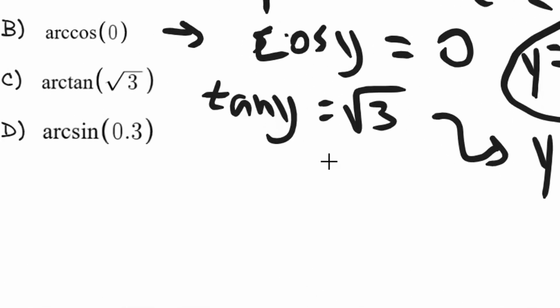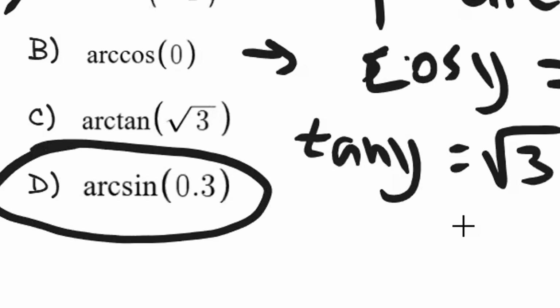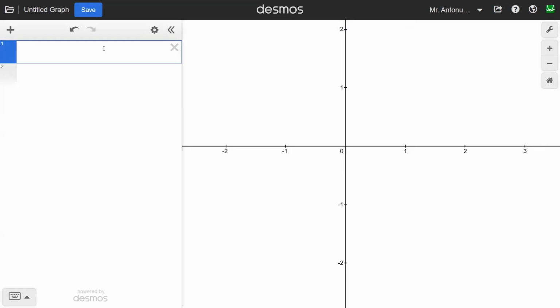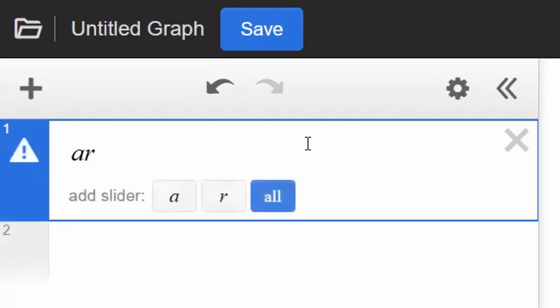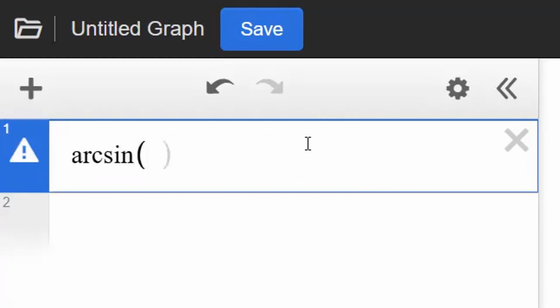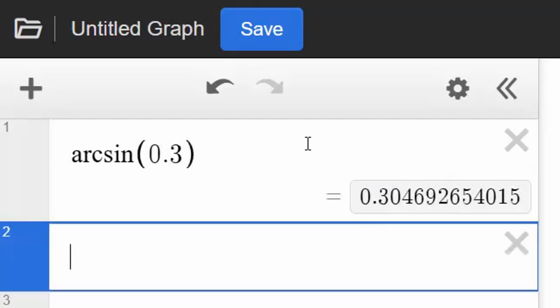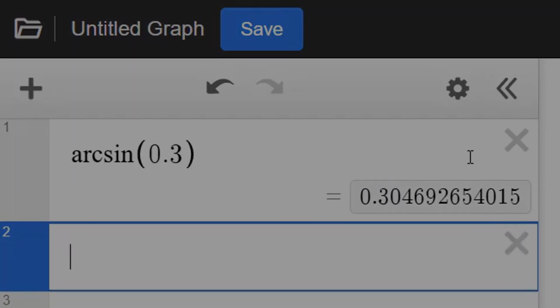Now for this last one, this is not a special trig angle, so we would make sure our Desmos is in radian mode and then calculate it on there. So just literally type in arcsin, use your parentheses, 0.3, and it will automatically give you your answer, 0.3047.